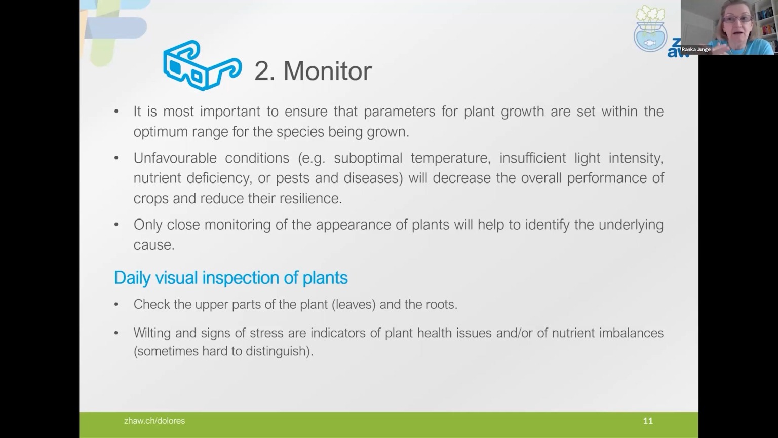So I notice, for example in my garden, if I plant a plant that likes a sunny area of the garden and I plant it in the shaded area, it simply won't work. And there will be lots of aphids on that plant because the plant will be weakened. So you need to monitor closely, daily, the upper plants, the leaves, the roots, and any signs of stress shows that there are some plant health issues or nutrient imbalances, which are sometimes hard to distinguish. But if you look closely, you will find the reason.